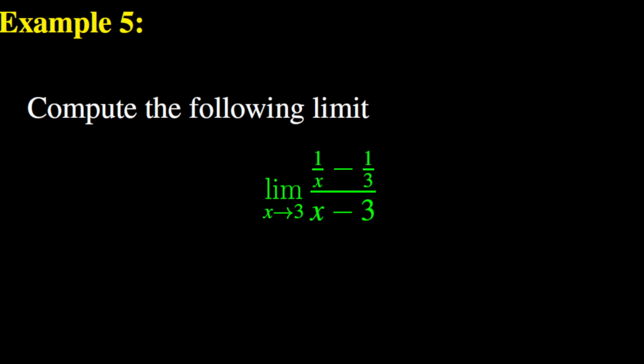Now let's solve the fifth example. In this example, we have to compute the limit as x goes to 3 of the rational function, 1 over x, minus 1 over 3, divided by x minus 3.